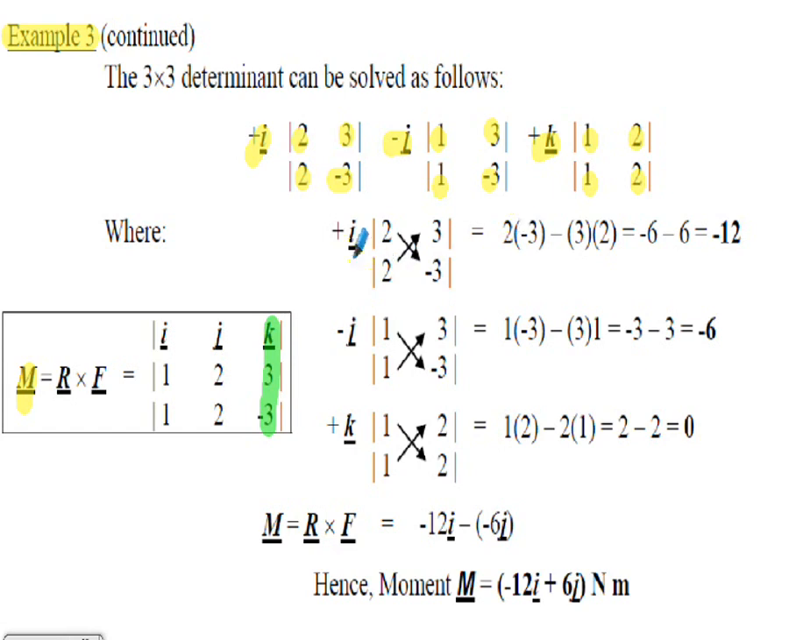We evaluate the i determinant: 2 times −3, take away 2 times 3, gives minus 12. The minus j determinant is 1 times −3, take away 1 times 3, giving −6. The k determinant is 1 times 2, take away 1 times 2, which gives 0 in this case. So our moment, which is R × F, is equal to −12i − (−6j), or if you like, −12i + 6j, and that's in newton meters.